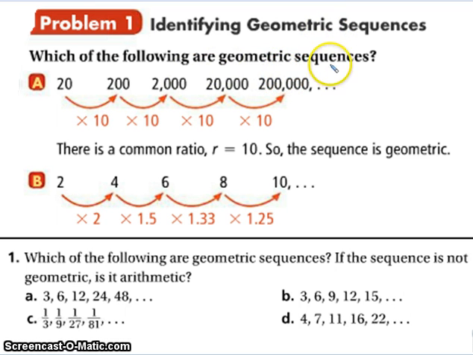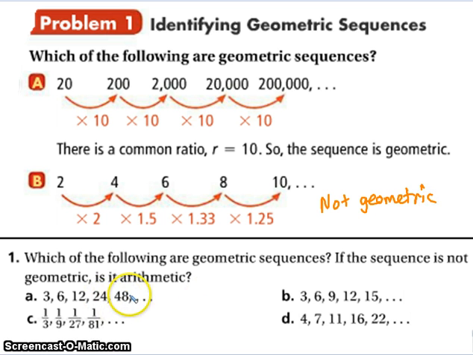you to find whether it's a geometric sequence or not. And the idea is to determine if there is a common ratio, if it's being multiplied. So here we see we're multiplying by 10, 10, 10, 10. But here we see that we're multiplying by 2, and then 1.5, 1.33, 1.25. And every organic chemist knows that that is not the same number. So therefore this is not geometric.